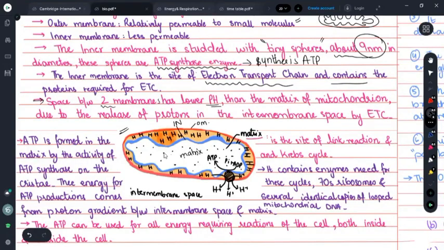So what happens is that the proteins embedded in this inner membrane transfer protons from the intermembrane space into the matrix. So the matrix has a higher pH than the space between the two membranes. In this space between the two membranes, the concentration of protons is much lower, as the proteins of the electron transport chain are transporting the protons present between the two membranes into the matrix of the mitochondria.